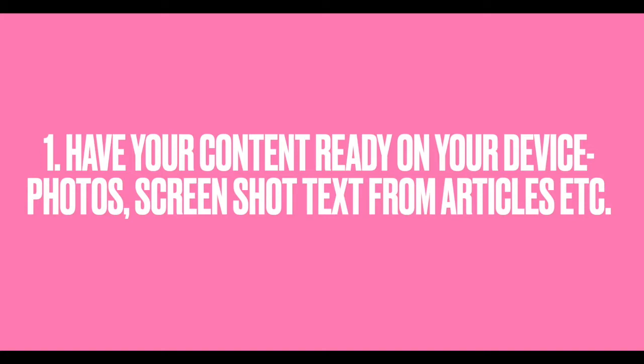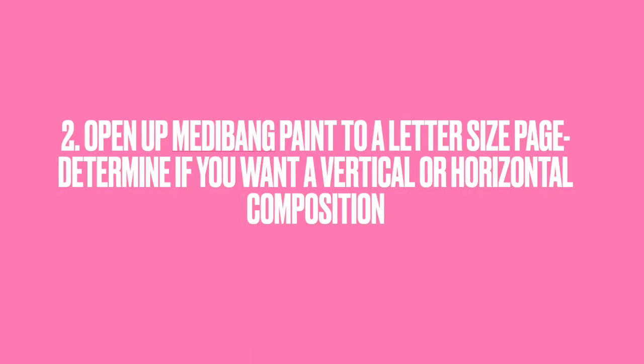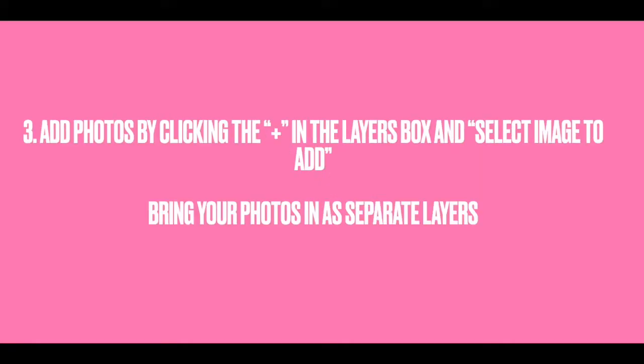You want to have your content ready on your device, such as photos and text screenshots. Open up Medibang Paint to a letter size page and determine if you want it to be a vertical or horizontal composition. Add photos by clicking the plus sign in the layers box and select image to add, and you're going to bring in your photos as separate layers.